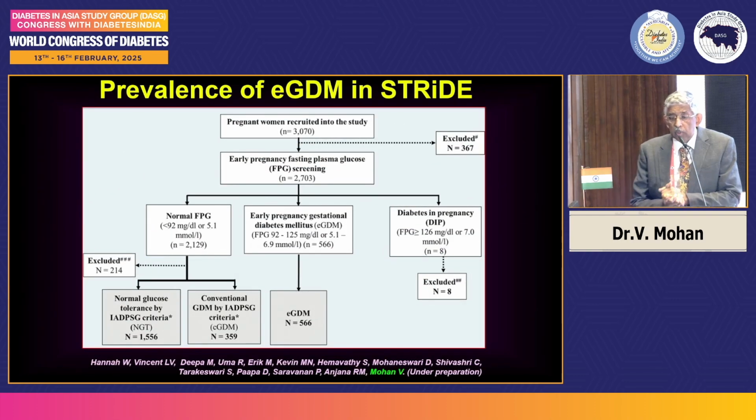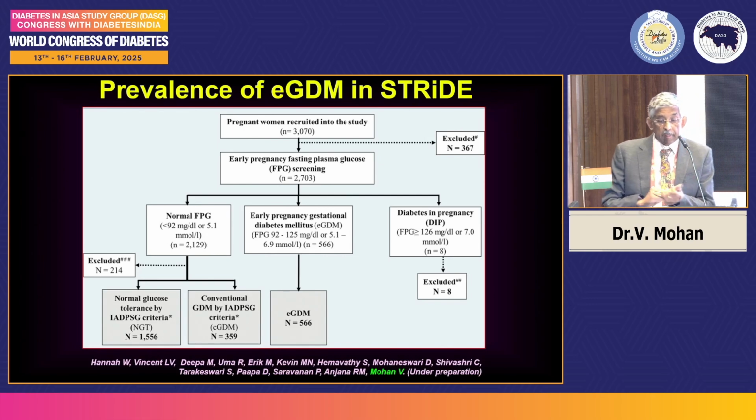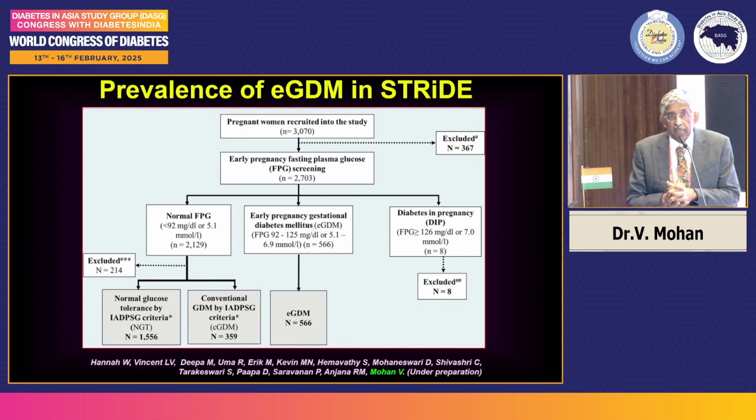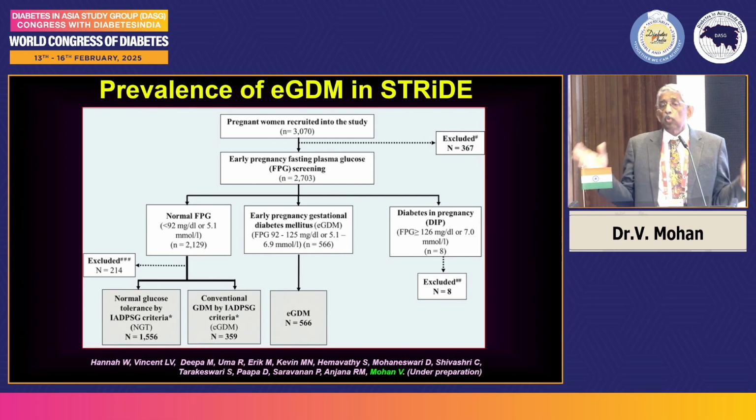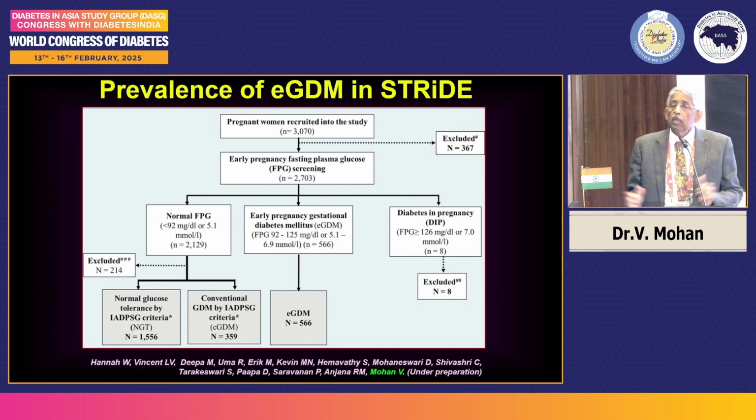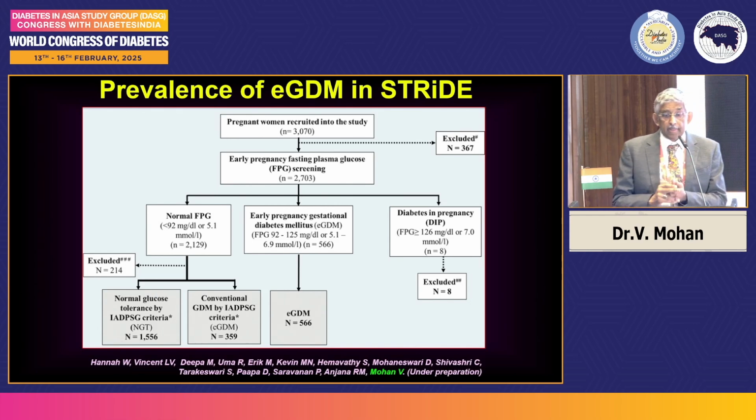So what we did was, we took these 3,000 women. Some of them did not come for proper follow-up and so on. They didn't enter into the study, so we had to exclude them, 300 of them. So we had 2,700 of them. Since there was no other accepted criteria, we followed the IADPSG criteria itself. So we said, okay, let's do a fasting glucose and we'll do an A1C.